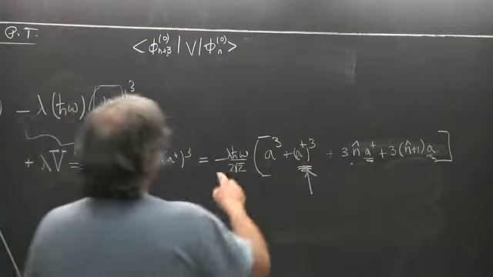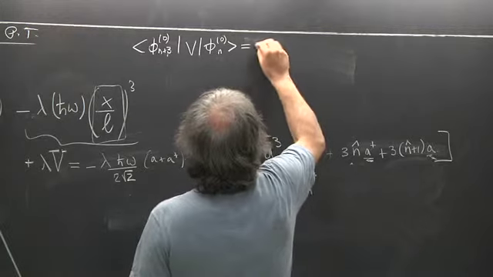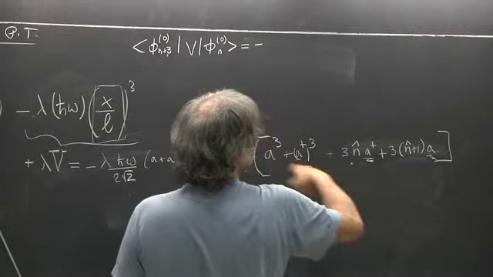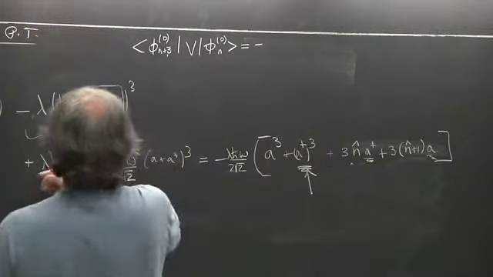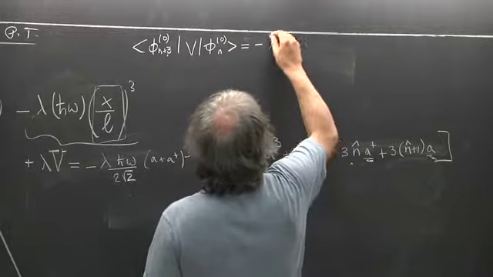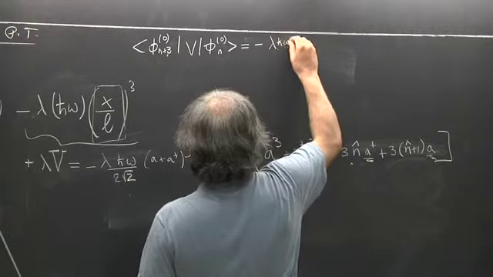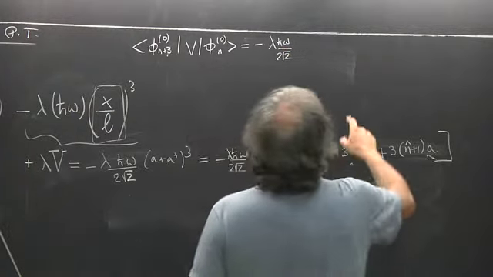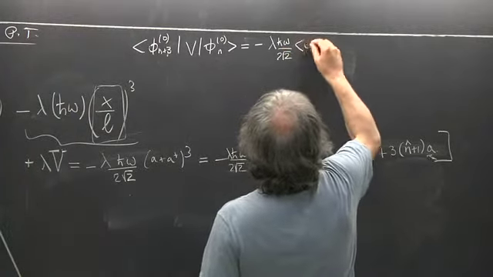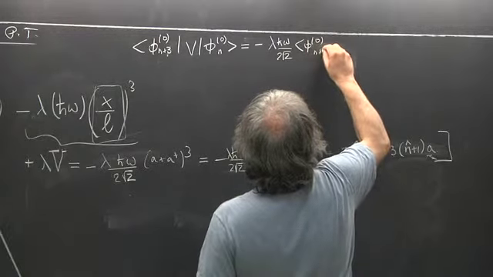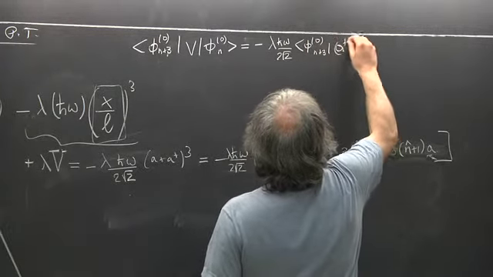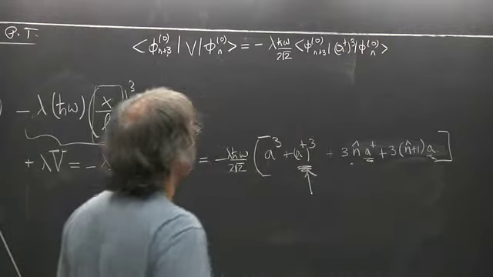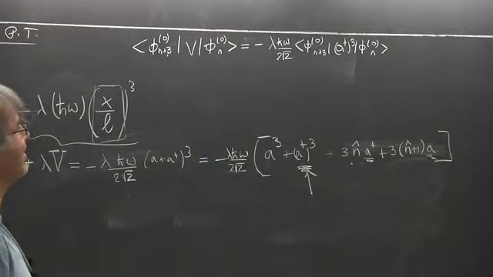Right? So this one will be minus lambda, because lambda for me now is really in the potential. So let me put it: minus lambda h bar omega divided by 2 square root of 2. And then I first write it: phi 0 n, a dagger cube, phi 0 n plus 3.